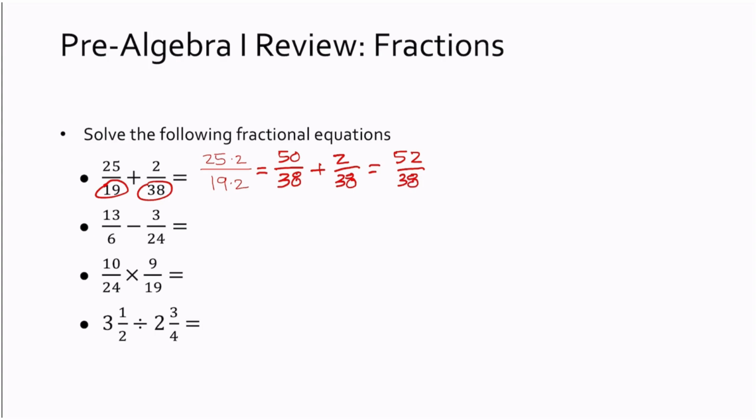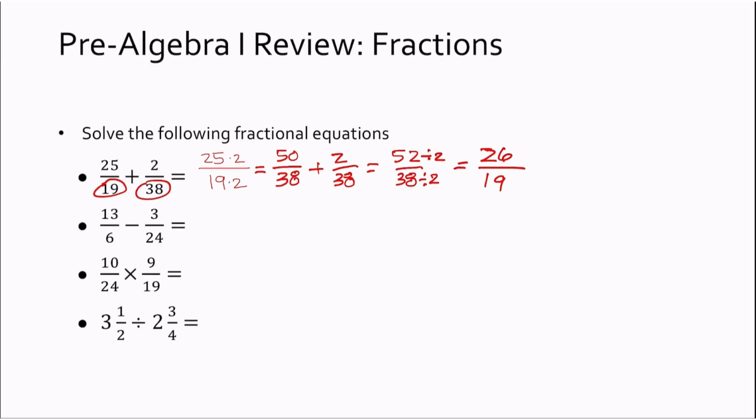And I can simplify these. I'm going to divide both of these by 2. They're both even numbers, so I know I can divide them both by 2. So I get 26/19.